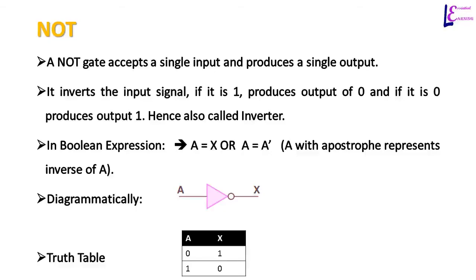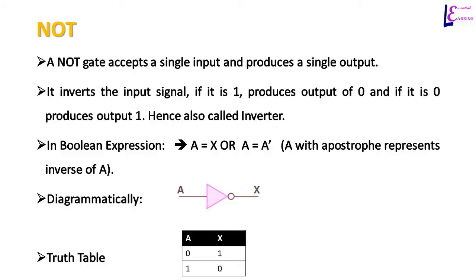A NOT gate accepts a single input and produces a single output. Function of this gate is to produce output that is inverse of input. That is, if input is 0, output will be 1, and if input is 1, output will be 0. In Boolean expression, we can write input variable as a and its inverse as a complement. Or we can place a bar over a variable to show that it is inverted. Logic diagram of this gate is a triangle with inversion bubble at the output. You will see this inversion bubble in the circuits where output of gate is negated.